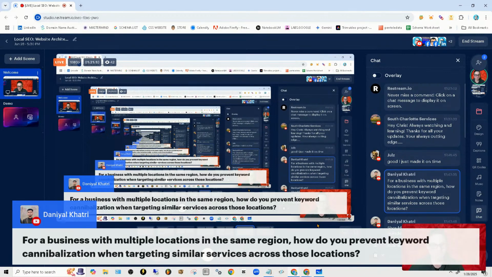I love that movie. Anyway, for a business with multiple locations in the same region, how do we prevent keyword cannibalization when targeting similar services across those locations?